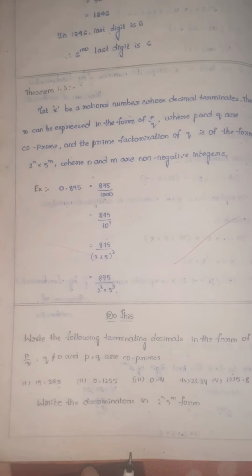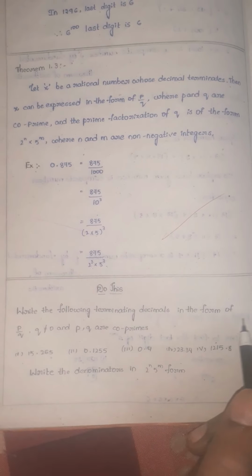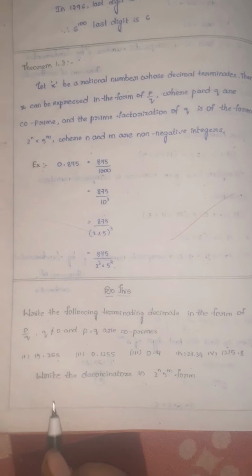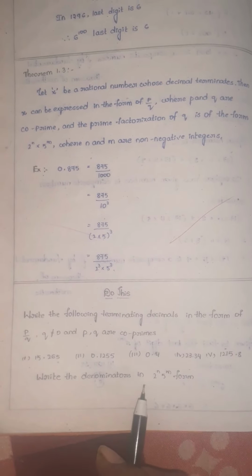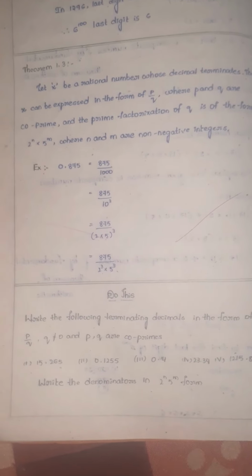So we will see some more problems. Do this. Write the following terminating decimals in the form of p by q, q not equal to 0, and p, q are co-primes. So these are the 5 questions given. It is also asking to write the denominators in 2 power n 5 power m format. So we will see one by one.